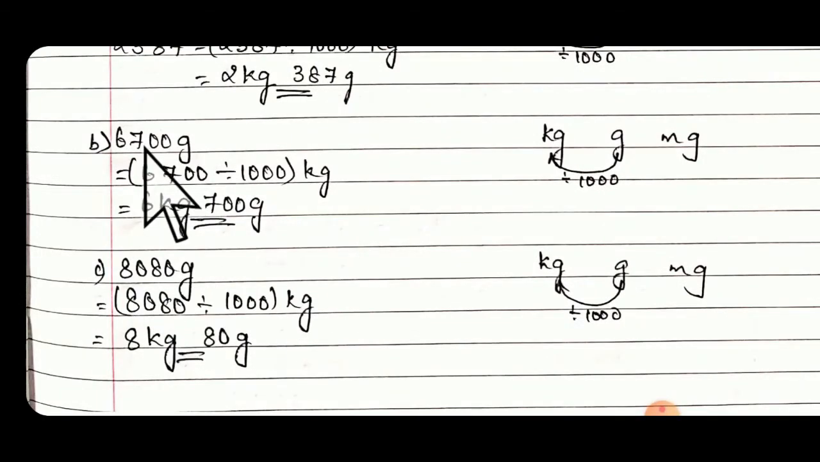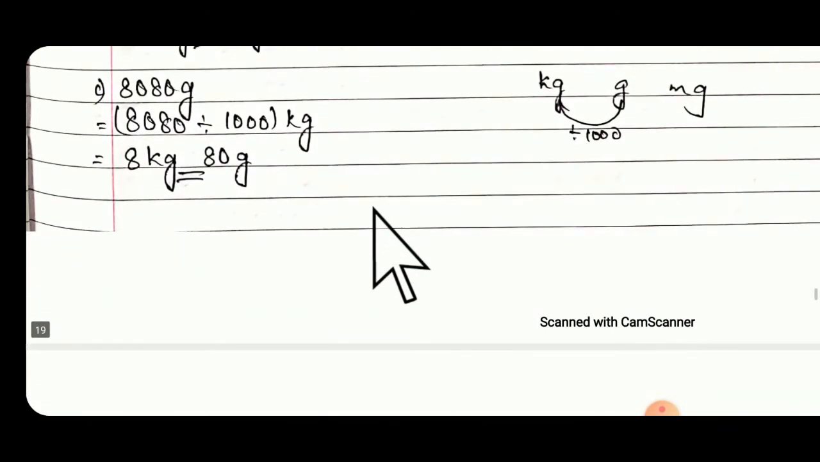Similarly, 6700 grams. See, it is done, kg, gram, milligram, divide by 1000, so it becomes 6 kg 700 grams. Do similarly for C.